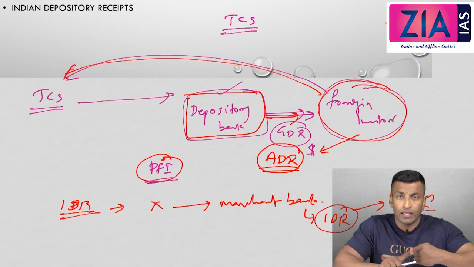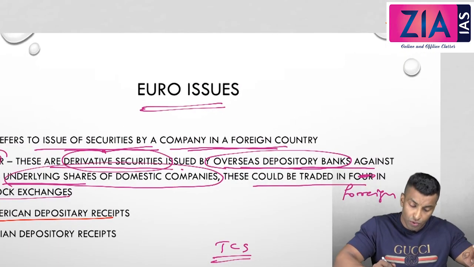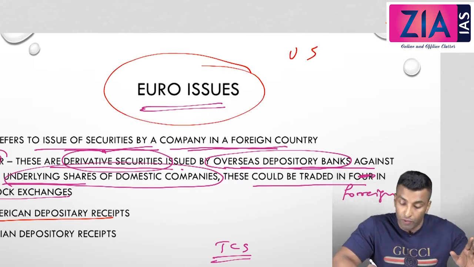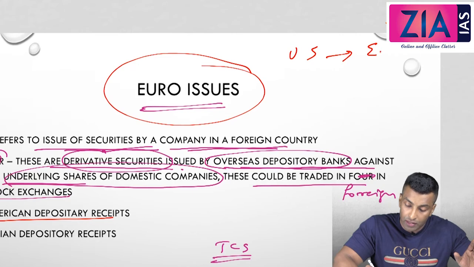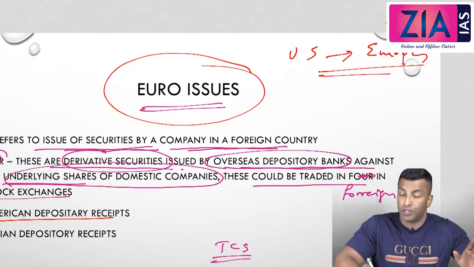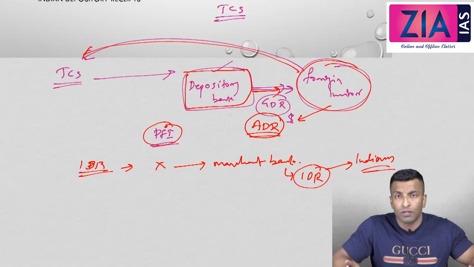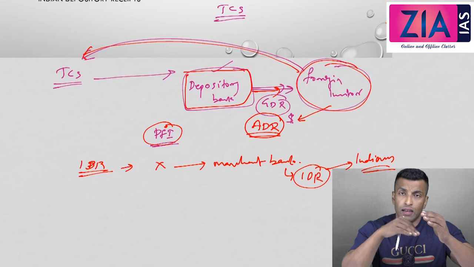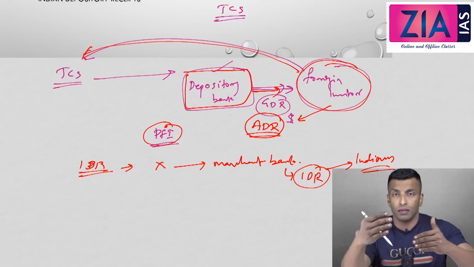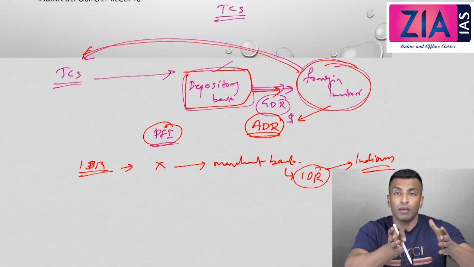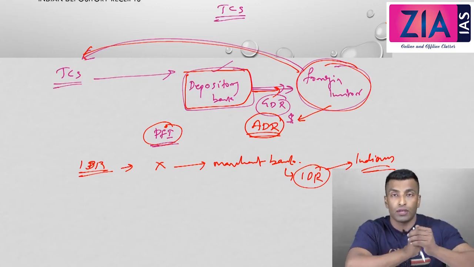So if it is done in the US, it is ADR. In general, we call it GDR, Global Depository Receipt. Why is it known as Euro issues? It is actually because US companies started issuing securities in Europe. So that's why it is known as Euro issues. So GDR in general, ADR if it is in the US, IDR in the case of India, and this is common with all countries. If you want to issue securities in a particular country X, you have to contact that particular depository bank. You have to get that GDR, and this GDR can be bought and sold on their country's stock exchange.